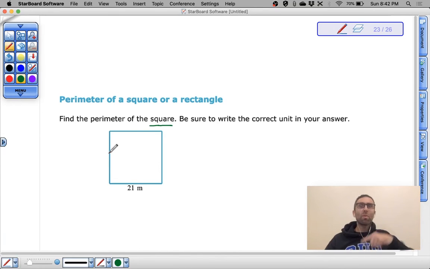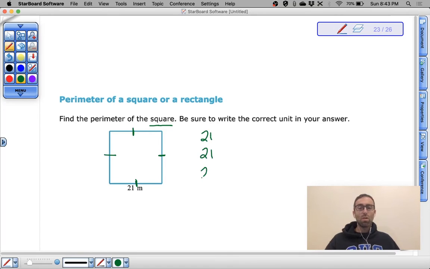Something you'll learn when we get into geometry, a little sneak peek: if the measure of 21 meters is the length of one side, I can make a little mark here, which means this side is 21 meters. This side is also 21 meters, so I can make another little mark right over here. So I know that this side is also the same length as this one. And since this side is also the same, that's going to be 21, and that's going to be 21. So I'm just going to be adding up 21 four times.